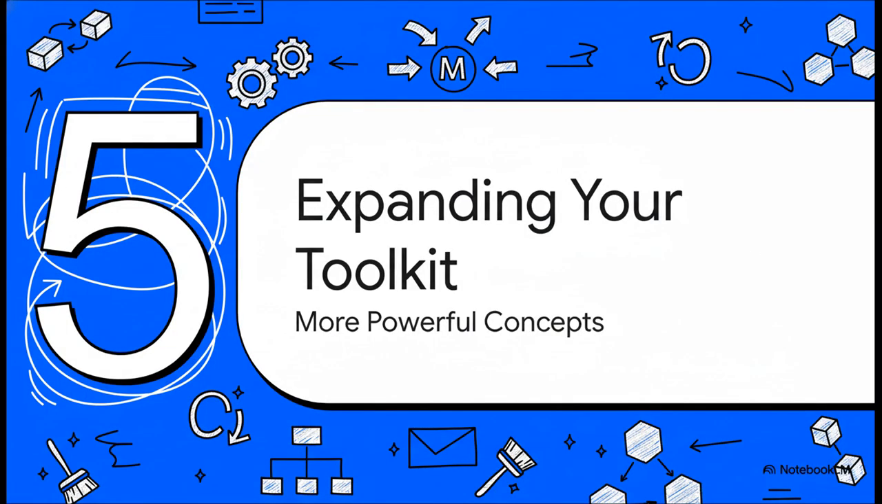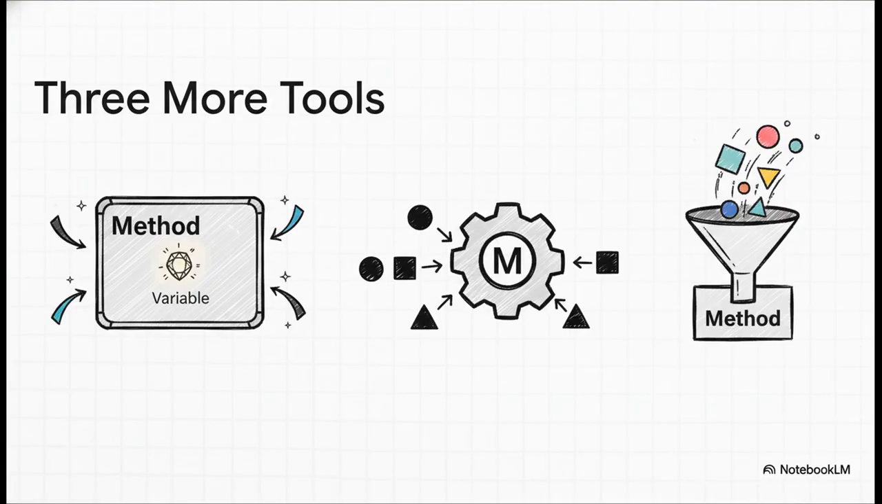Okay, once you get the hang of those core ideas, there are a few more really powerful tools related to methods that can make your code even cleaner and more flexible. Let's just quickly touch on 3 of them. First up is scope. The easiest way to think about this is that a method is like a sealed box. Any variables you create inside that box stay inside that box. You can't see them or use them from the outside.